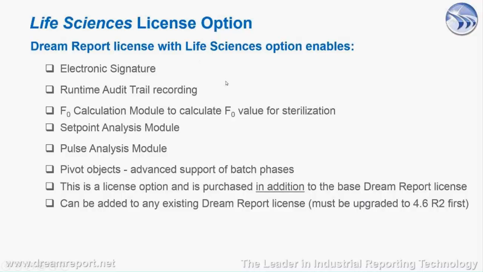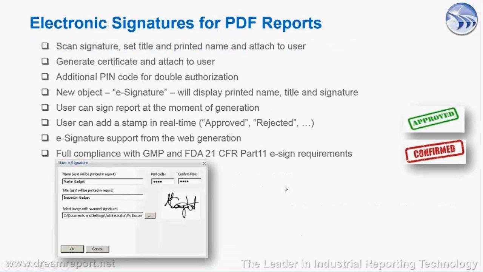So really just giving you that complete runtime audit trail. We already have version control on the development side of Dream Report. This just enhances it from the runtime side of things. We have this F-sub-zero calculation module to calculate the F-zero value for sterilization, again used in food and pharmaceutical type processes. And then, of course, some of the other modules that are already there, the set point and pulse analysis modules. And again, it is in addition to any base Dream Report license.